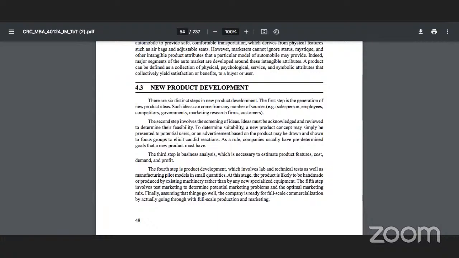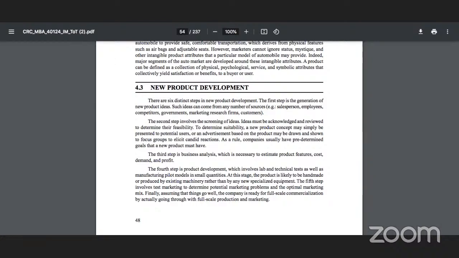So, when we talk about a product, we also talk in terms of the product life cycle. And where does it start? It starts with new product development. So there are six distinct steps in new product development. What is the first step? It is the actual generation of new product ideas. It is not one person sitting in an isolated room and saying, "Hey, you know what? I think this sounds great, and so let us introduce this new product." No, it is a concept that evolves from feedback received from a number of sources.